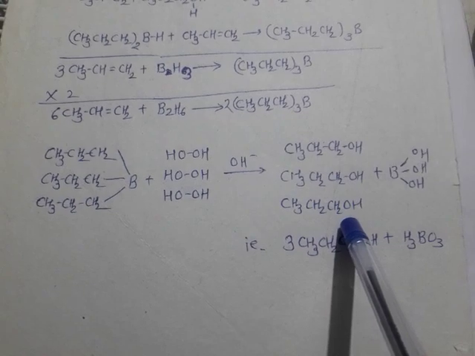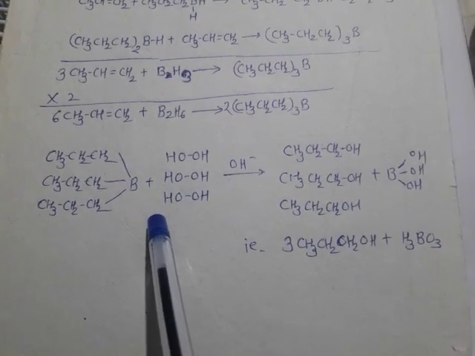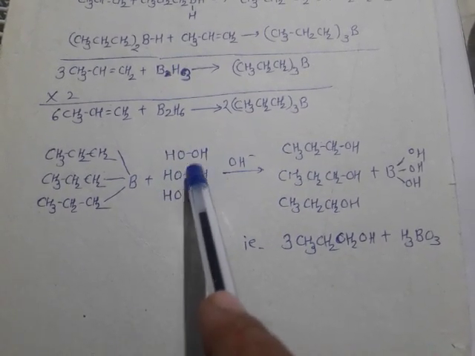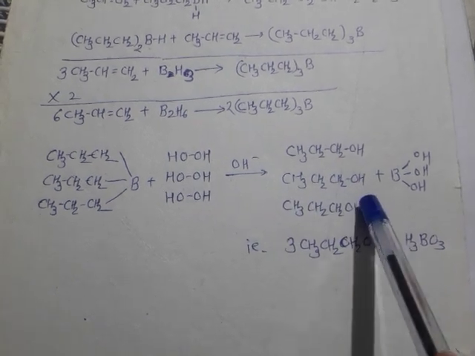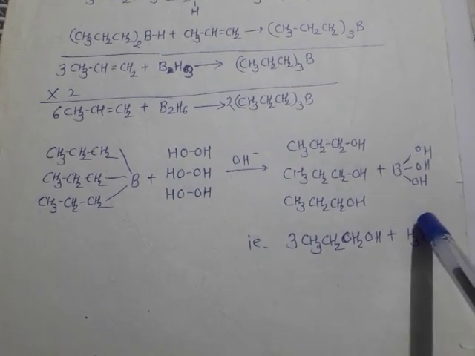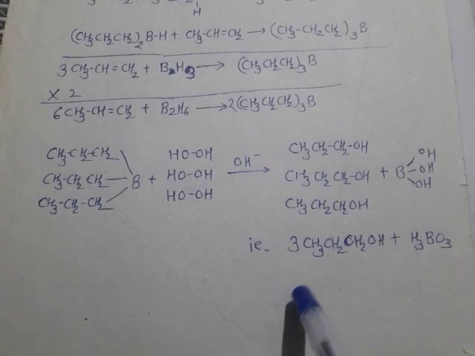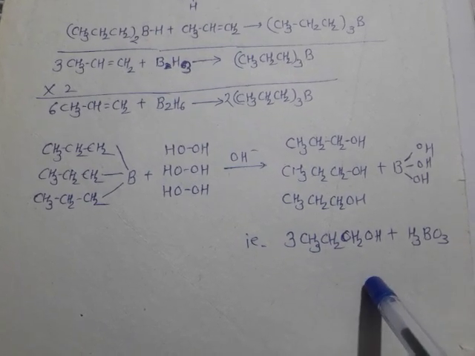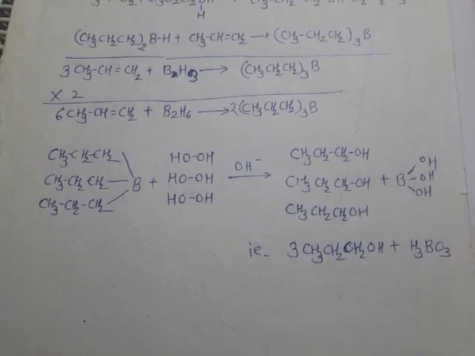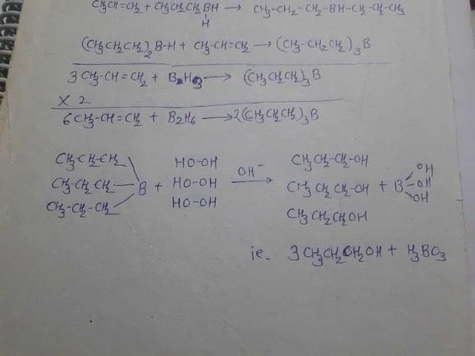The same substances are obtained here. Plus this boron forms three bonds with these three OH groups, and it is converted into B(OH)3. Thus we get 3 CH3CH2CH2OH and H3BO3.